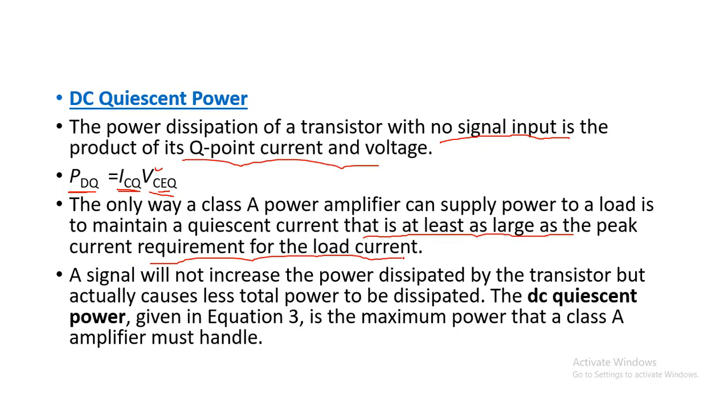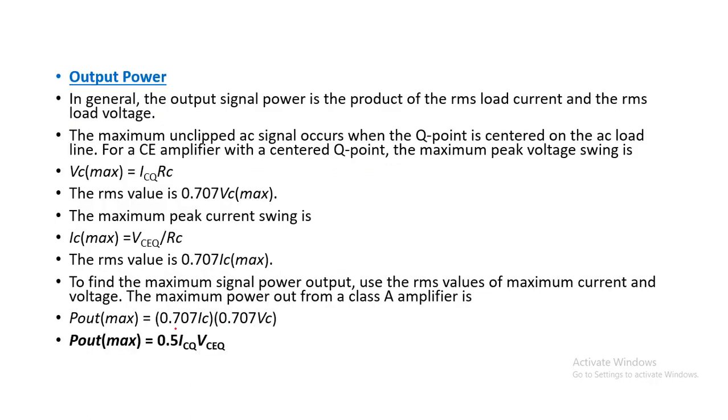So if the load requires, let's say, 1 ampere, the minimum peak power for the quiescent point should be equal to 1 ampere. An AC signal will not increase the power dissipated by the transistor, but actually causes less total power to be dissipated. The DC quiescent power given in equation 3 is the maximum power that a class A amplifier can handle. And what is that?